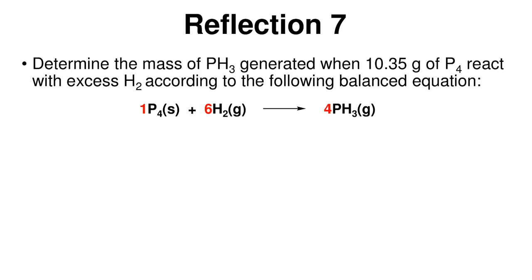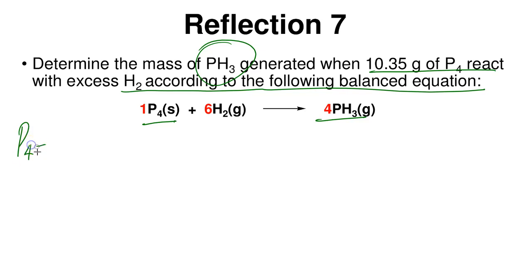The question says, determine the mass of PH3 generated when 10.3 grams of P4 react with excess hydrogen to form PH3 according to the balanced equation. So it says determine the mass of this generated from this. So we're interested in this one and this one. Again, remember, since we are talking about this, what is the first thing we do? The first thing we do is to calculate the molar masses of those. Let's start. First of all, let's calculate the molar mass of P4, which gives us 4 times 30.97, which gives us 123.88 grams per mole.